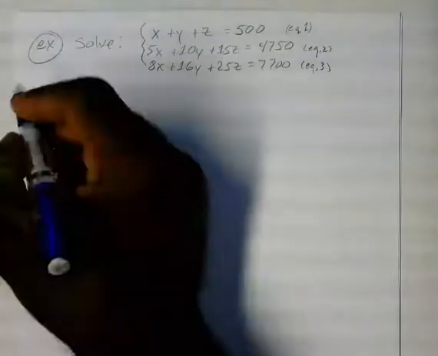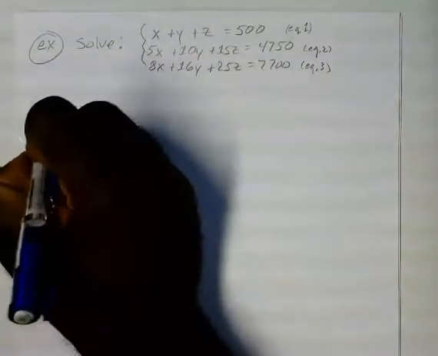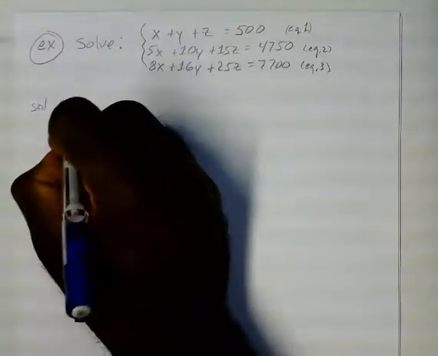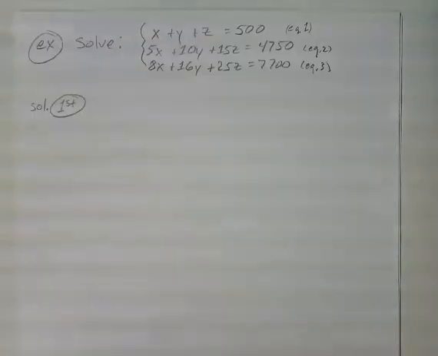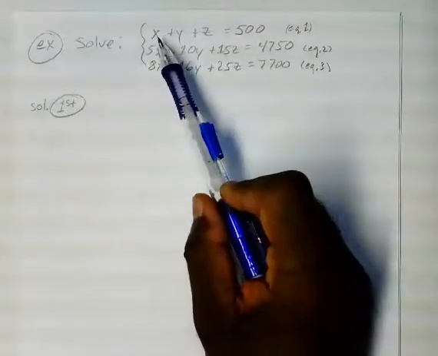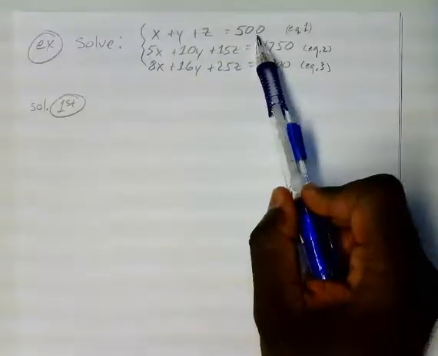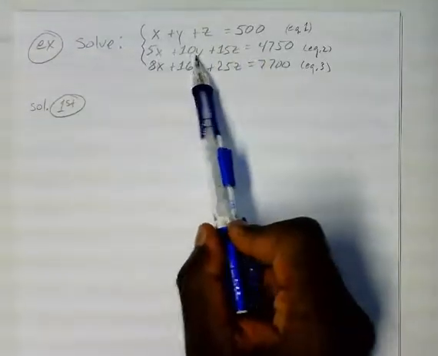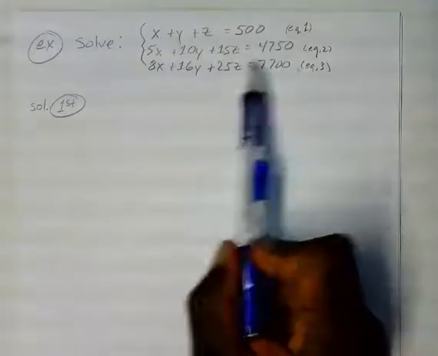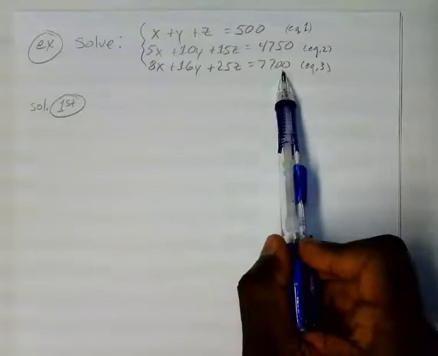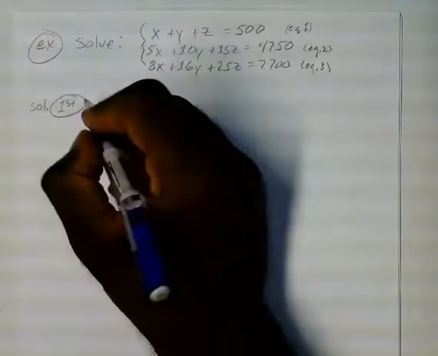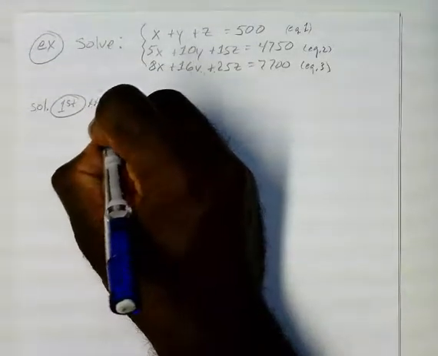Alright, so we're going to go ahead and start on this one. Okay, so for our first step, we have to make sure they're all in standard form. This one is already in standard form. The x, y, and z are on the left side, the numbers on the right. Same thing here, x, y, and z on the left, number on the right, x, y, and z on the left, number on the right. So it's already in standard form.